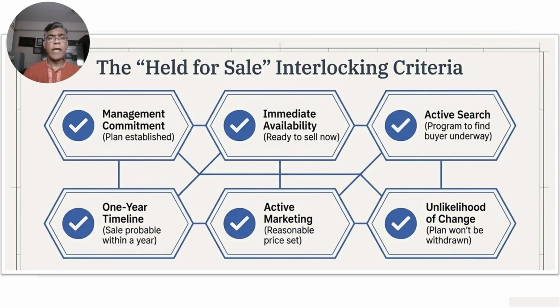To classify a component as held for sale, all 6 criteria must be satisfied. These criteria ensure that the company is serious about the sale and not just considering the possibility. For example, management must commit to a plan to sell the component. The component must be available for immediate sale. The sale must be probable and expected to occur within a year. When these conditions are met, the component can officially be classified as held for sale.